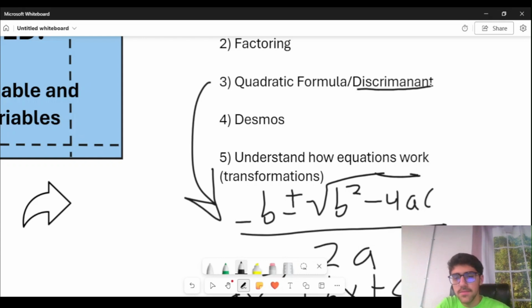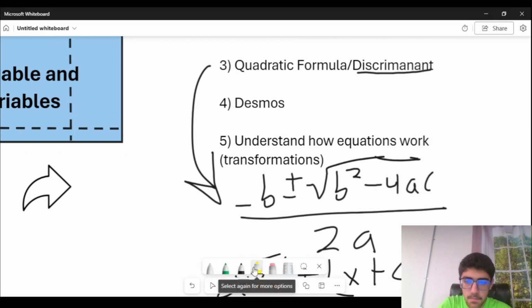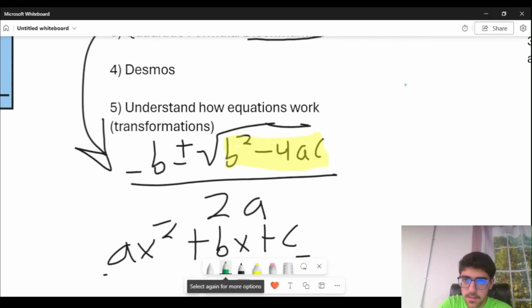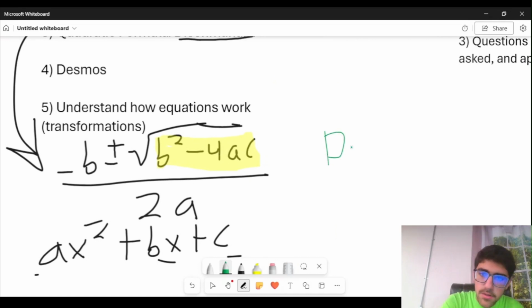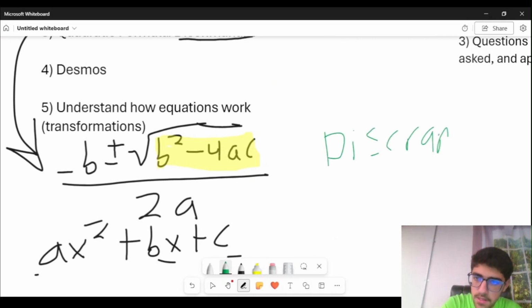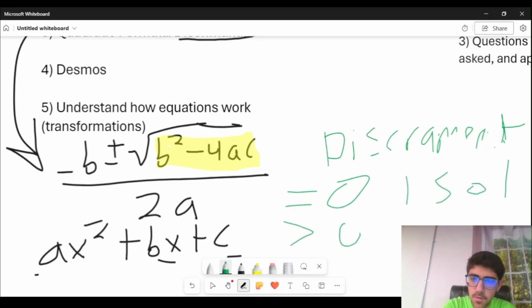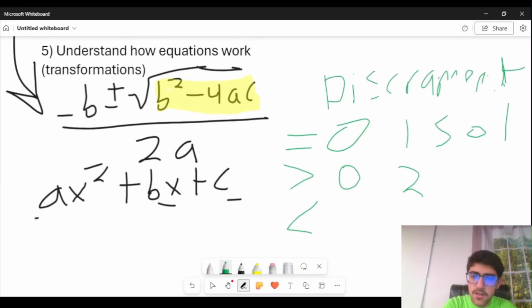Then you also need to know the discriminant. The discriminant is just a part of the quadratic formula. The part under the square root, b squared minus 4ac, is the discriminant. So basically, if it's equal to 0, you have one solution. If it's greater than 0, so positive, you have 2 solutions. If it's less than 0, you have 0 solutions.